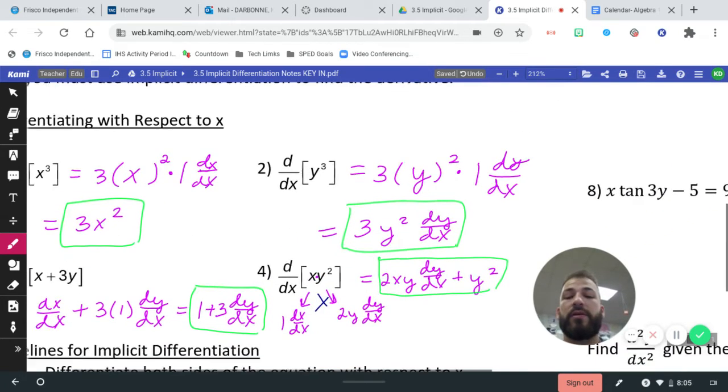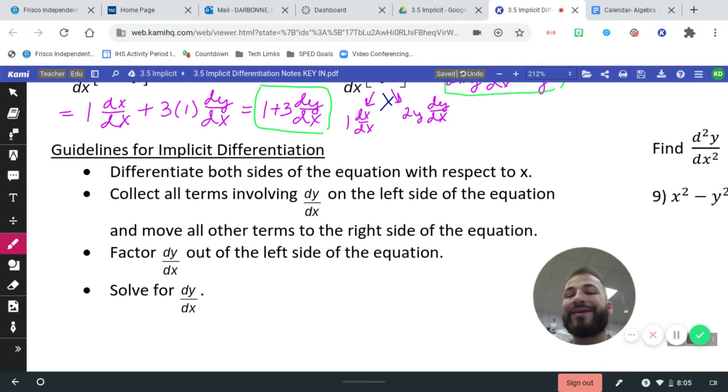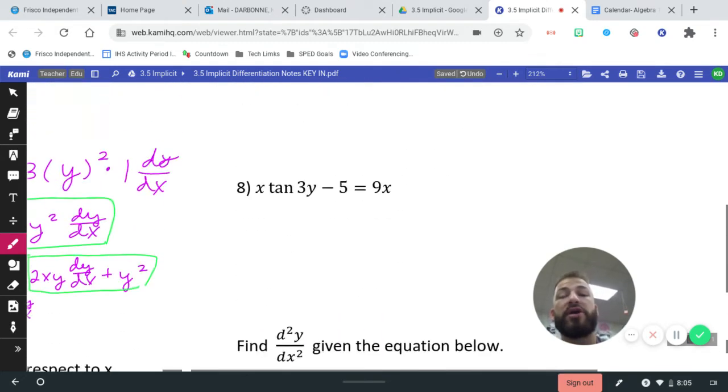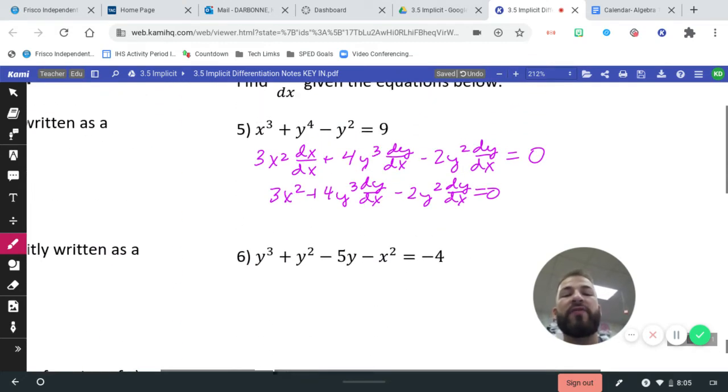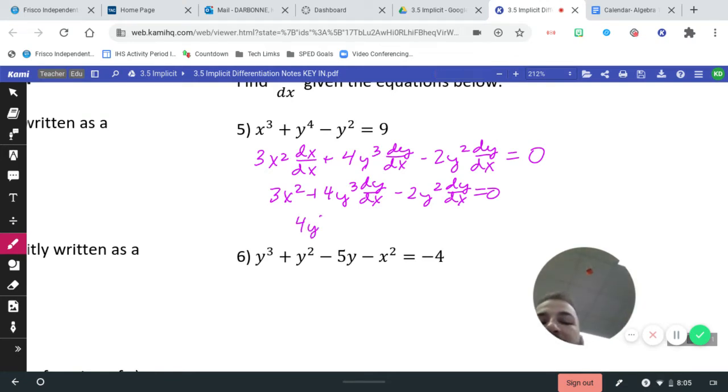I've derived everything. Second step, I want to collect all terms involving dy/dx on the left side of the equation and move all other terms to the right side of the equation. So I want to leave all of my dy/dx's on one side, move everything without dy/dx to the other side. So this stays 4y cubed dy/dx minus 2y squared dy/dx. And to move that 3x squared, I'd have to subtract it. So negative 3x squared. Okay.